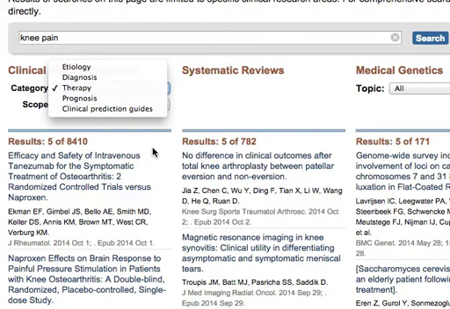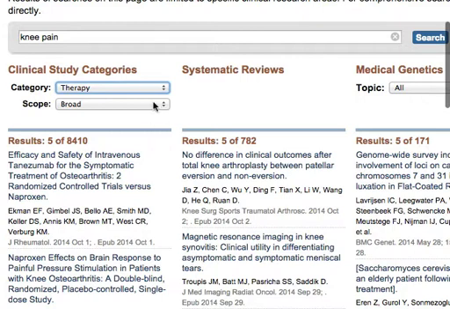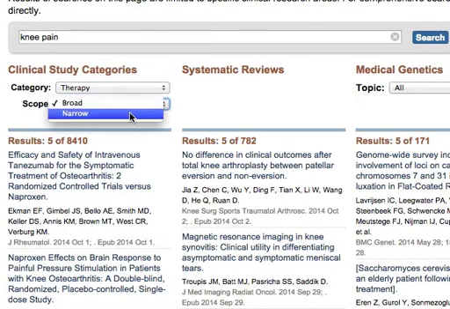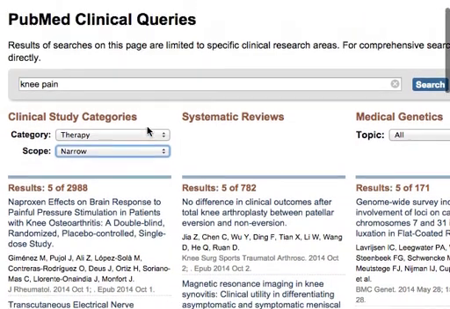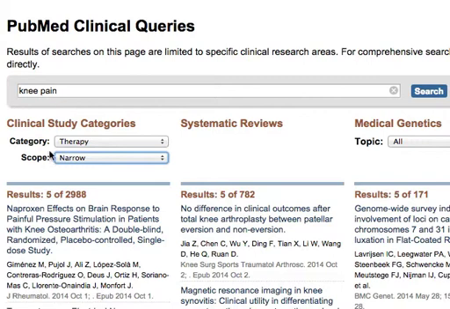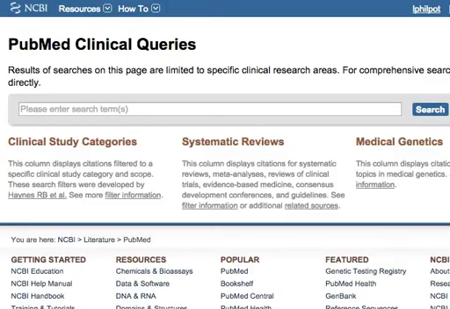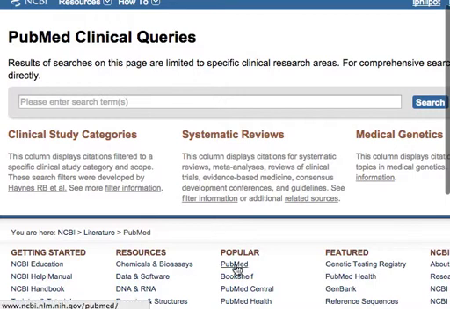We won't get into clinical prediction guides. But what you do is just choose one of these filters. You can change the scope to a broad or narrow filter. And take a look at the results there. So this is a very broad search, so I got a lot of results. So in reality, I would want to make a more specific search than this. So that's clinical queries.